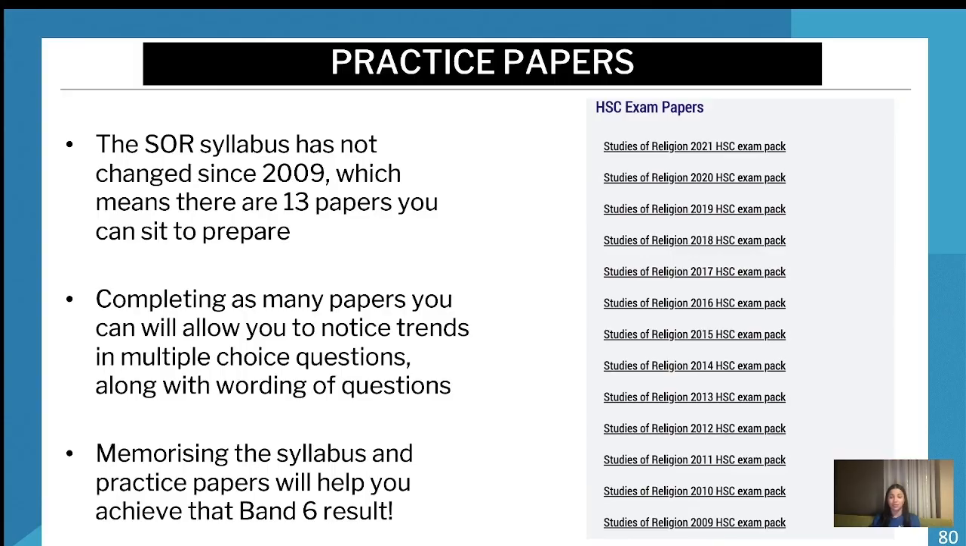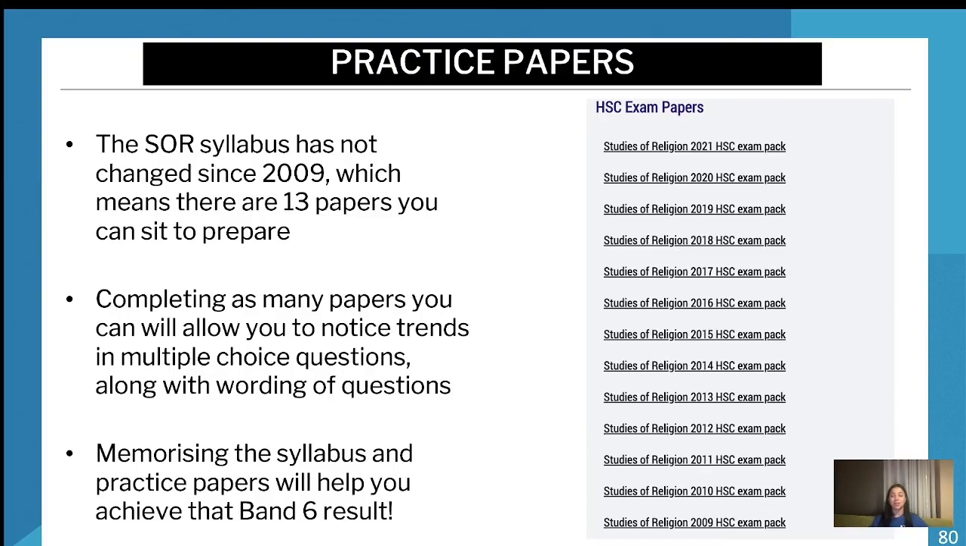Honestly, when I saw my 94, I was very happy with it. But I was just surprised because I was always aiming for like a 90. But it was weird to see 94 because when I think about SOR, I studied for it the least. And that's not to sit here and flex, like, yeah, I didn't study for SOR and I got a band 6. I promise you, it's not to be like that.